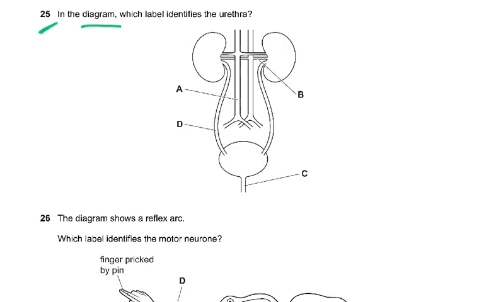Question number 25. In the diagram, which label identifies the urethra? Well, we know it is C, but then what is B? And what is A? And what is D? Of course, D is the ureter. So D is not the answer. B is either the renal artery or the renal vein, because we don't see any sort of signs in it by which we could tell which one is the artery and which one is the vein.